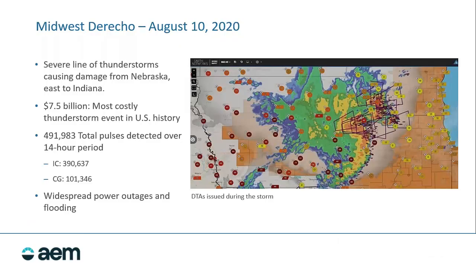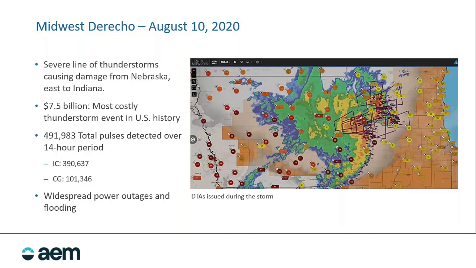The second scenario, everyone, is going to be of the Midwest Derecho from August 10th of 2020. This was a powerful, long-lived storm that moved across basically the entire Midwest, from Nebraska eastward to Indiana, even into Ohio, cost $7.5 billion in damage, the most costly thunderstorm event in U.S. history. Nearly 500,000 total pulses detected by the Earth Networks Total Lightning Network over a 14-hour period, most of which you see were IC pulses.